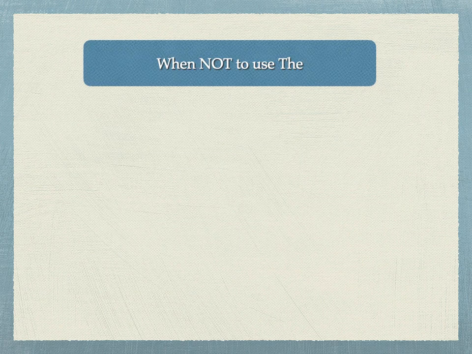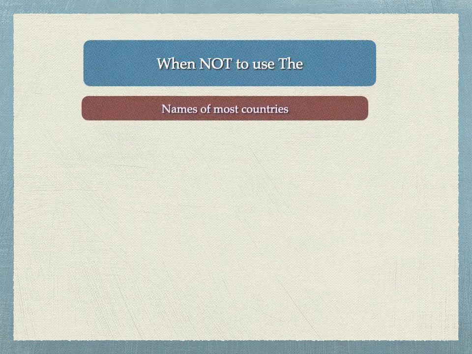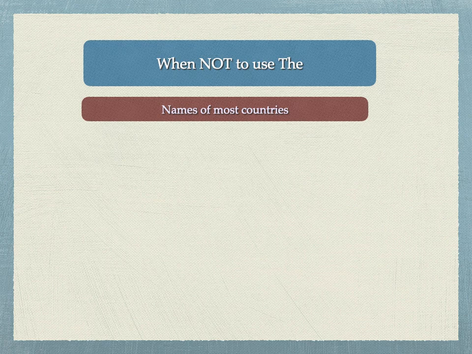Now comes when you cannot use the. Situations when you cannot use the. Names of most countries. You will never say the India, the Italy, that is wrong. You will only say India, Italy, Mexico. But there are exceptions, because normally you will say the United States. So, though this can be considered a general rule, there can be exceptions.